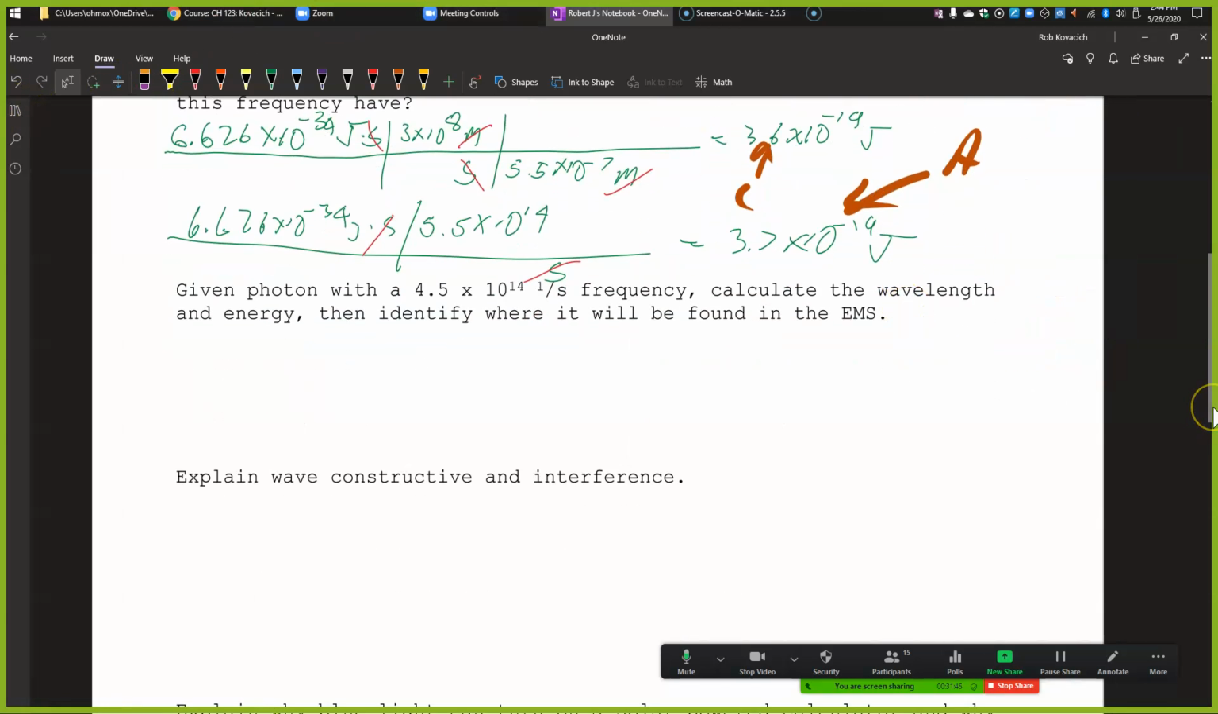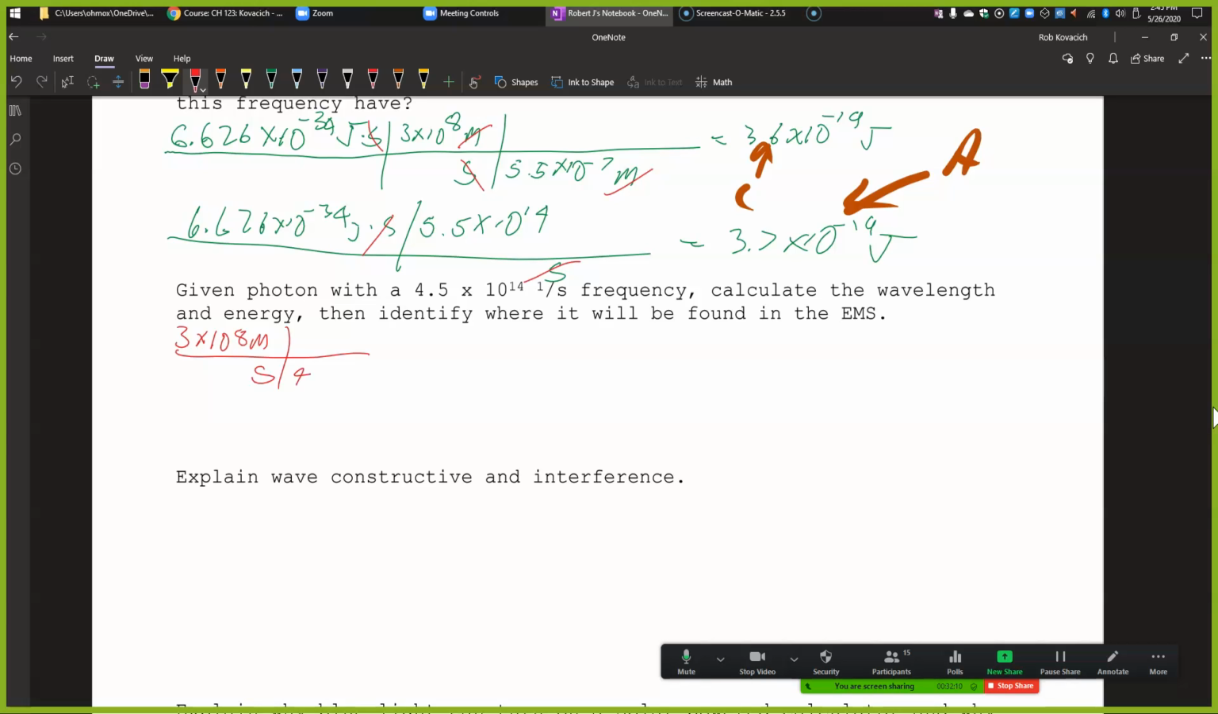All right, so this time I'm being told the frequency of a photon. I want to calculate the wavelength and identify where it is. Okay, wavelength and the energy. So basically we're going a different direction. So I need wavelength. So I'll go ahead and start with 3 times 10 to the 8th meters per second. And I'm doing that because meters is the unit I want because we're talking about a length and I need to get rid of this second.